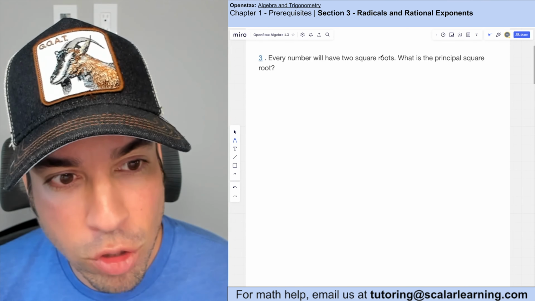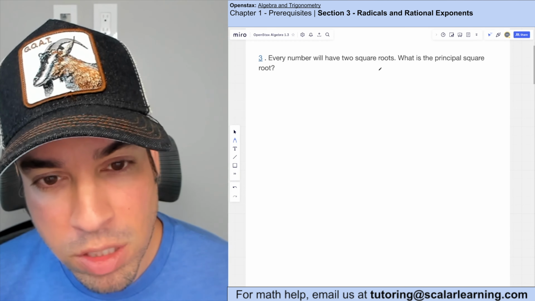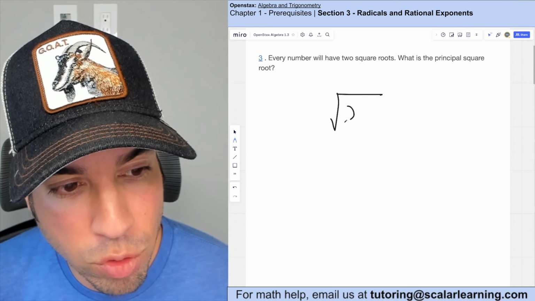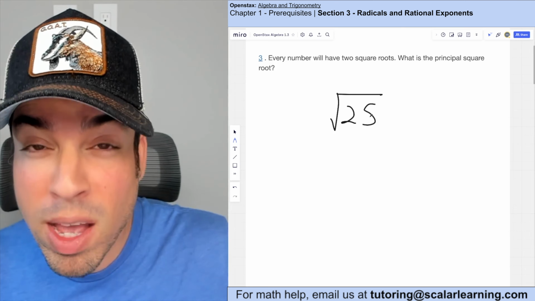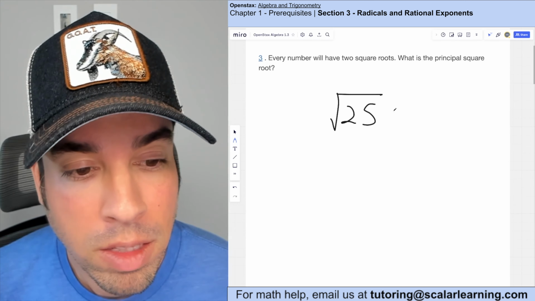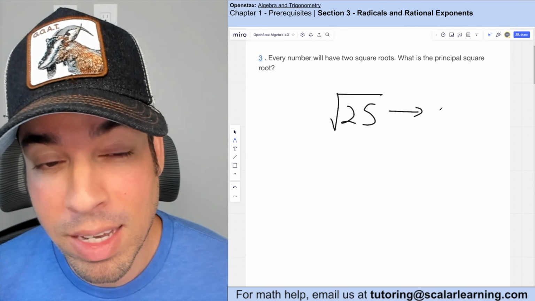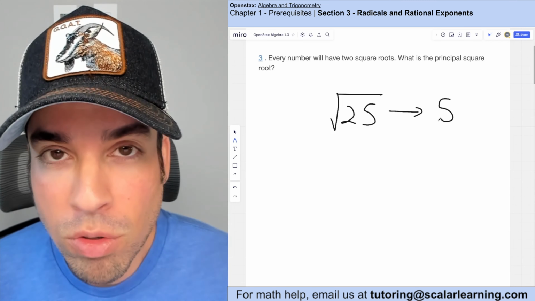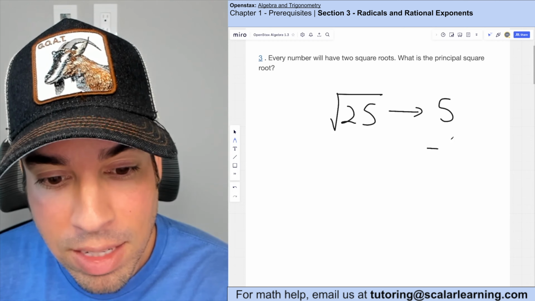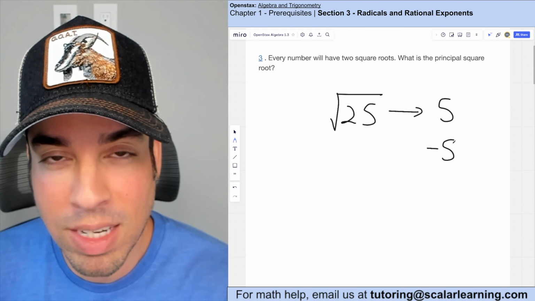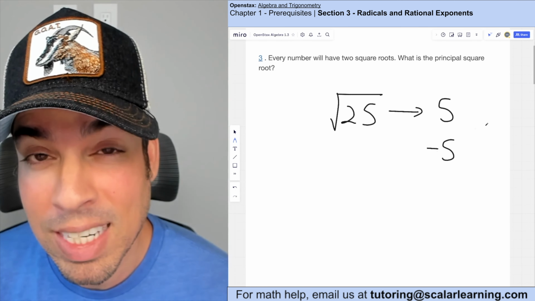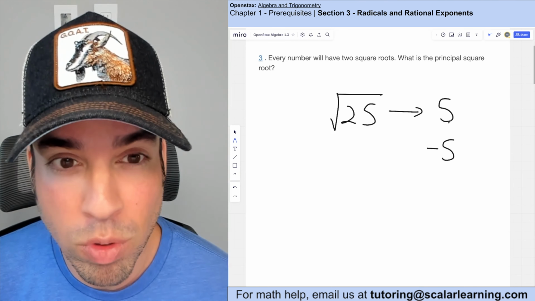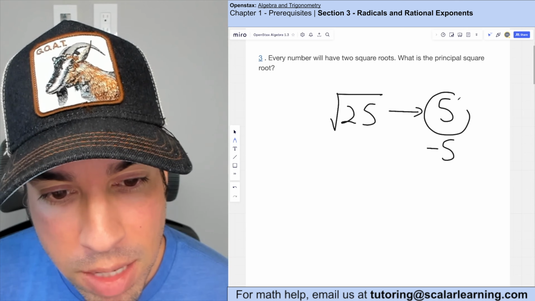Every number will have 2 square roots. What is the principal square root? So when we're talking about a square root, let's say square root of 25, it will have 2 square roots. Check it out. The first square root that we think of is 5, because 5 times 5 is 25. The other root that also exists is negative 5. That's because negative 5 times negative 5 is still 25, because a negative times a negative is a positive. When we talk about the principal square root, it is the positive version.